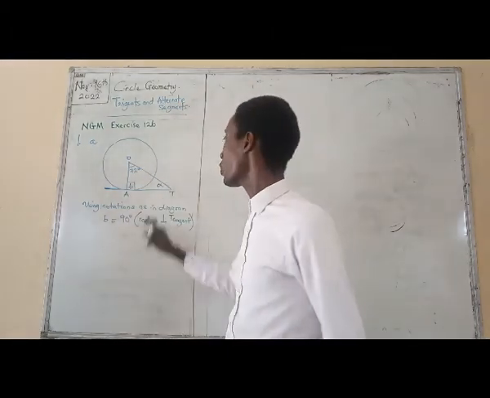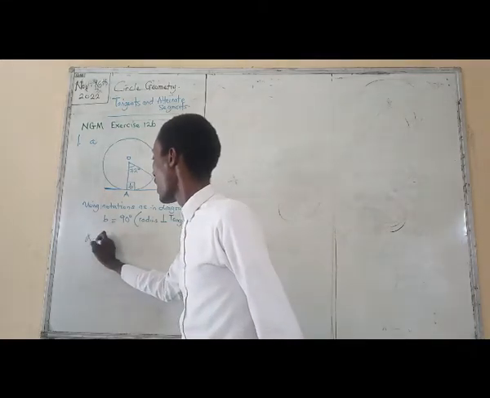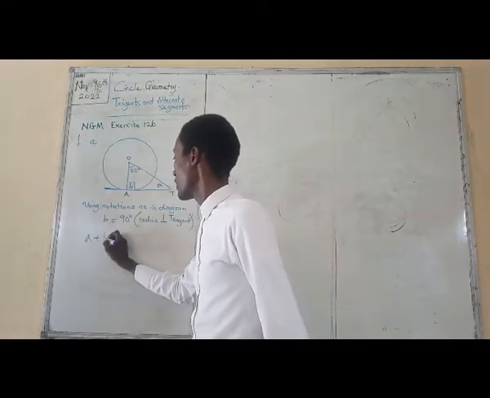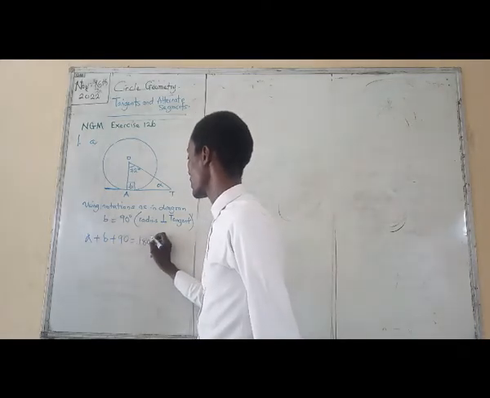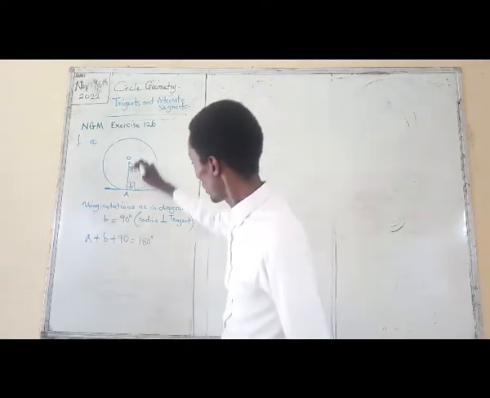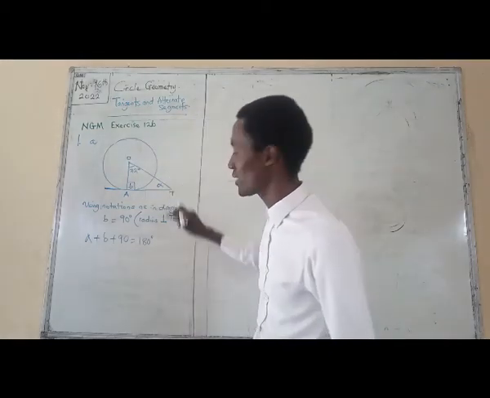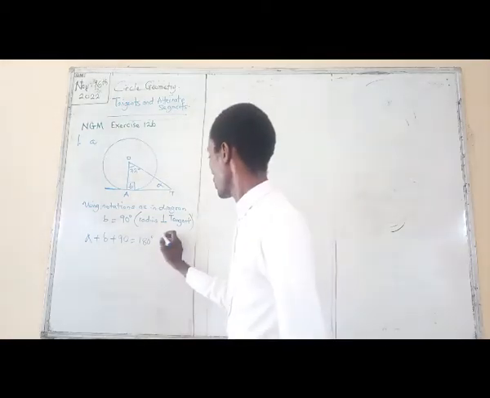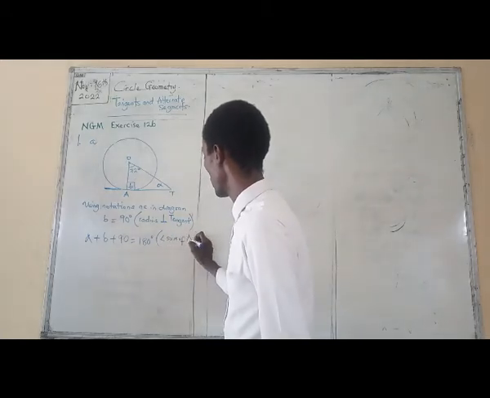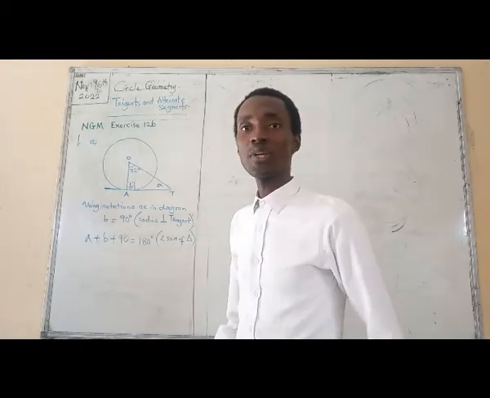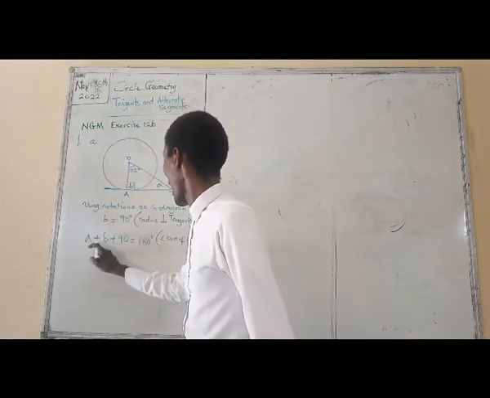Now, we can look for alpha. Alpha plus B plus 90 will be equal to 180 degrees. What's the reason for that? You discover that OAT is a triangle. So we'll say what? Angle sum of triangle.